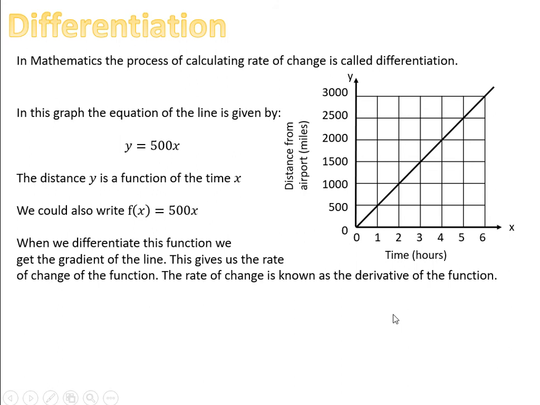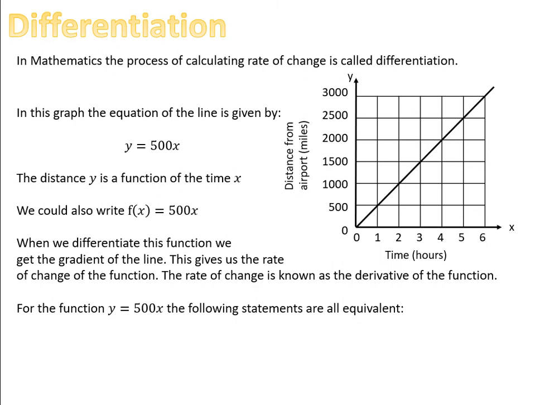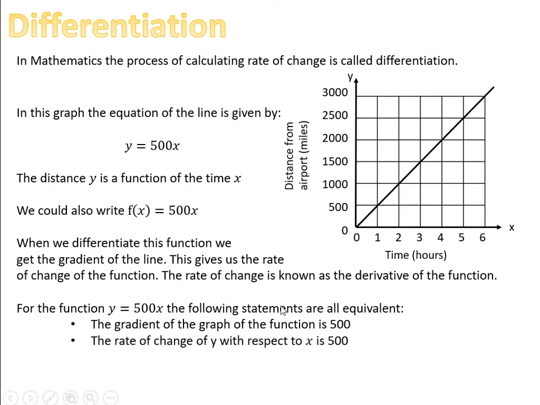So we've got the derivative of the function. We differentiate a function. It's just getting used to the different words used around this. For the function that we've got here, y equals f of 500x, the following statements are equivalent. The gradient of the graph of the function is 500. We already established that. The rate of change of y with respect to x, so you can see the two axes, y and x, so the rate of change of y, so this changes with respect to that, is 500. And the derivative of y with respect to x is 500.